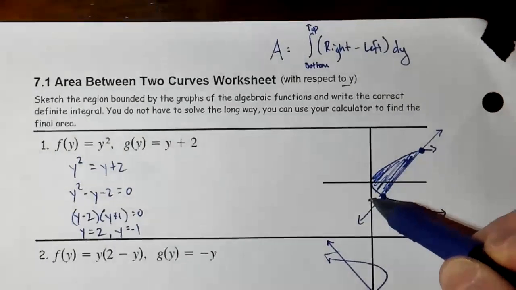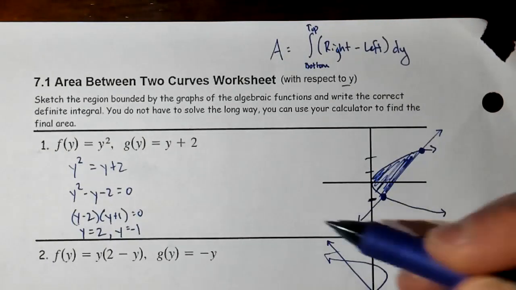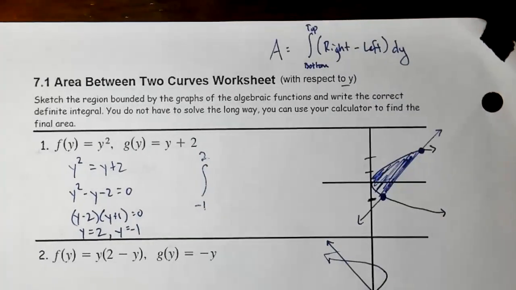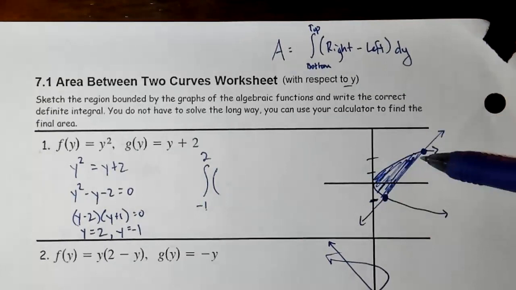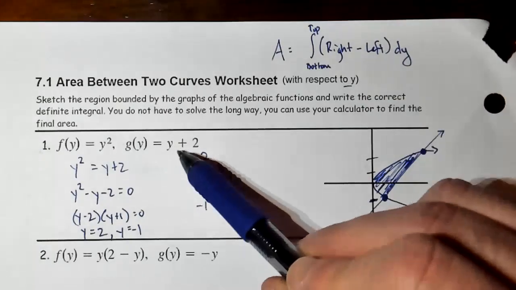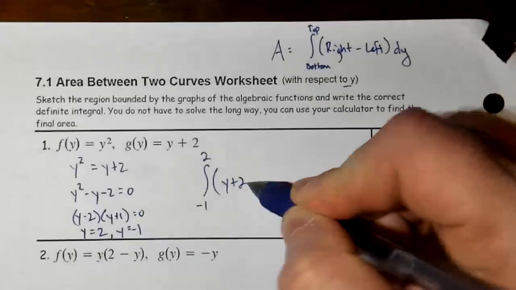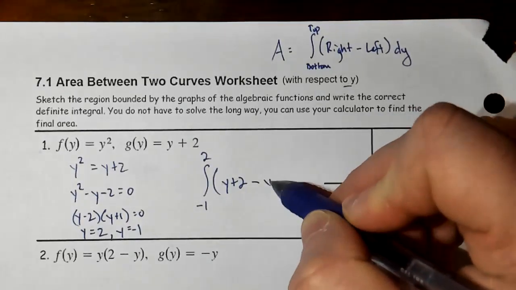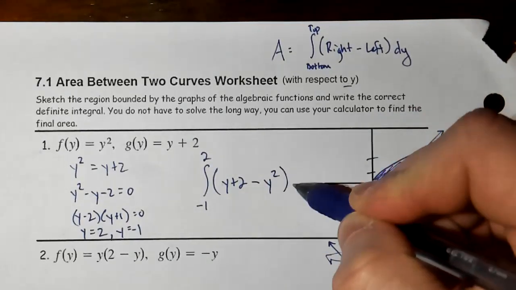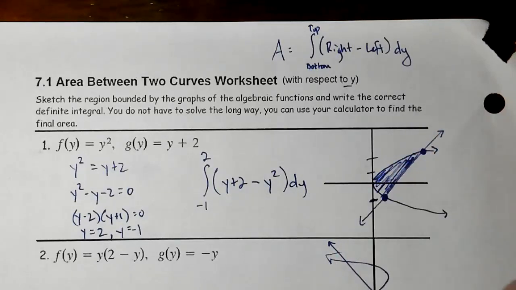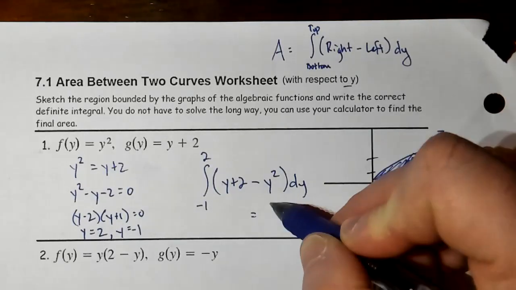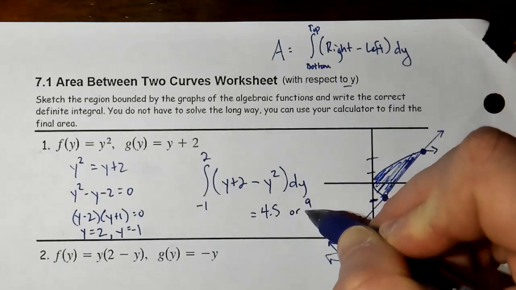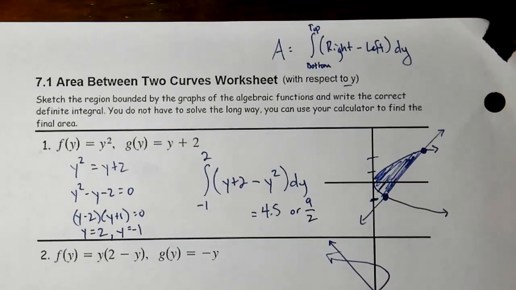And that makes sense. That's going to be negative 1. That's going to be 2. So our integral is going to be from negative 1 to 2. And then our rightmost function is the linear one. So we're looking at the y plus 2 minus the leftmost, which is going to be our parabola, y squared, with respect to y. Plug that into your calculator and you should get 4.5, or 9 halves.